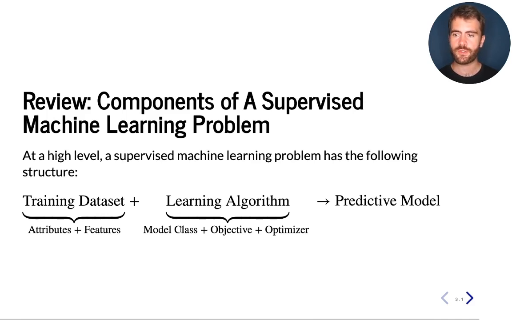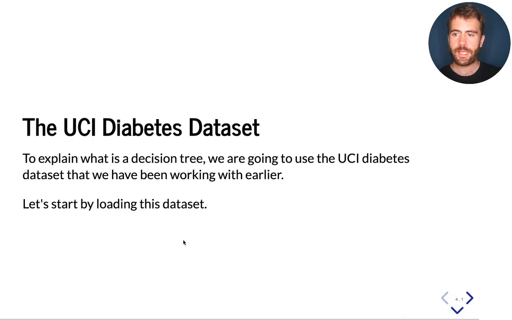So decision trees are going to be a rather different type of model class from the ones that we have seen earlier. And in order to define this model class, I am going to use as an example the diabetes data set that we have seen earlier.